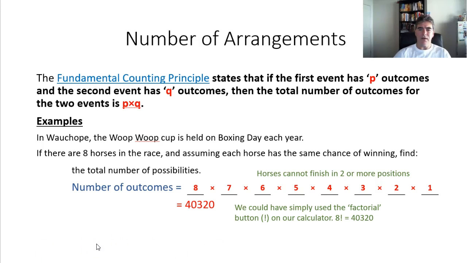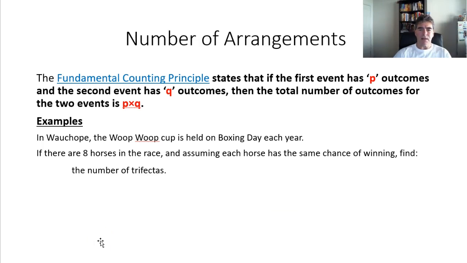So what I'm going to do now is look at a variation of that, and I'm going to stay with the Whoop Whoop Cup and have a look at the number of trifectas that are possible. So what is a trifecta? Well, it's picking the first, then second and third place in order. So let's have a look at finding the number of possible outcomes.